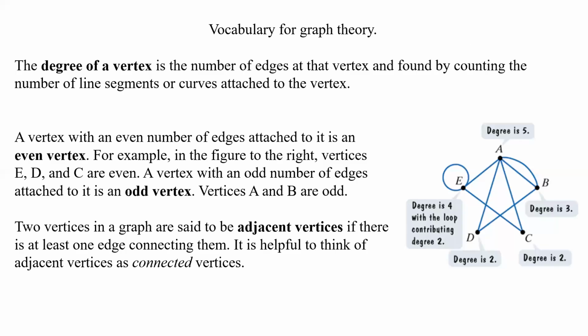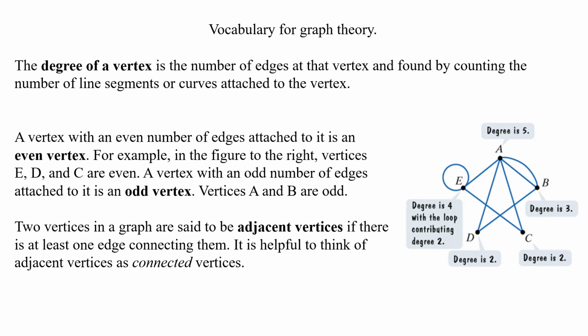All right, so let's look at some vocabulary for graph theory. The degree of a vertex is the number of edges at that vertex, and it's found by counting the number of line segments or curves attached to that vertex. Now, a vertex with an even number of edges is called an even vertex.